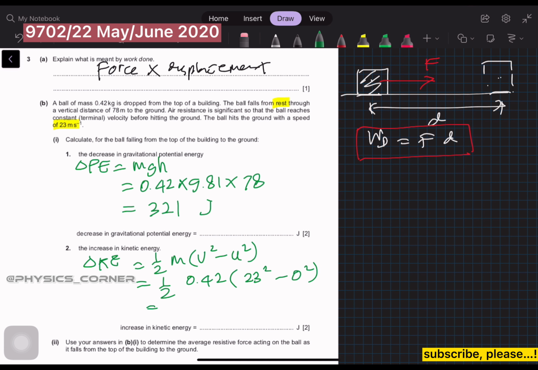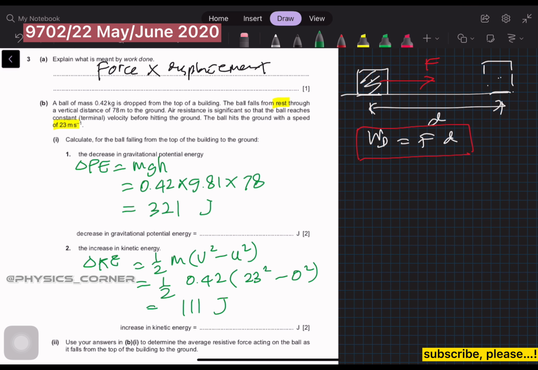So we get 23 square times 0.21. This is about 111 joules. That's it.